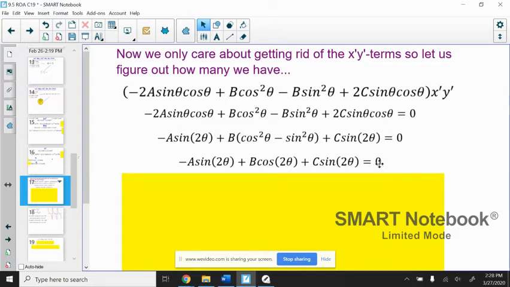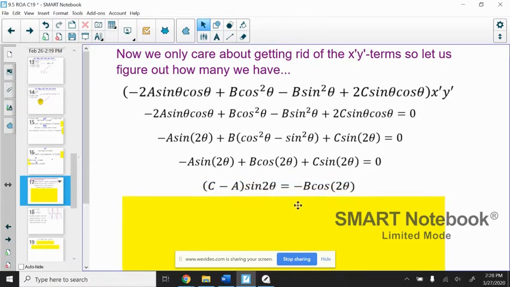Once again, my goal: I'm just trying to get this to be nothing. How am I going to do it, though? I've got to identify what the heck it is. So that and that are common, so maybe we can factor that out of those two terms. And let's maybe move this one over to the other side of the equation, which would lead me to here. I have c minus a times sine of 2 theta. I have negative b cosine of 2 theta.